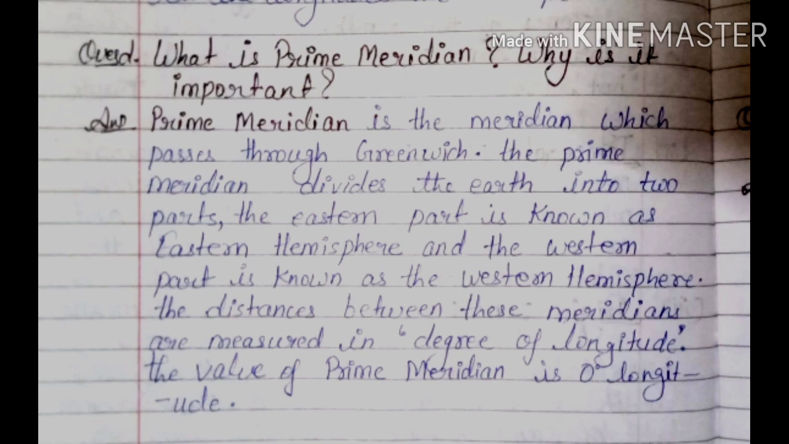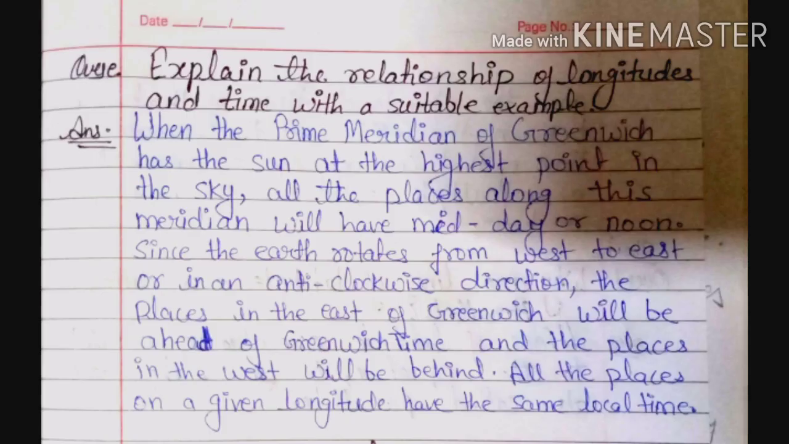And our next homework question: explain the relationship of longitudes and time with a suitable example. The answer is, when the prime meridian of Greenwich has the sun at the highest point in the sky, all the places along this meridian will have midday or noon. Since the earth rotates from west to east, in an anti-clockwise direction, the places in the east of Greenwich will be ahead of Greenwich time and the places in the west will be behind. All the places on a given longitude have the same local time.